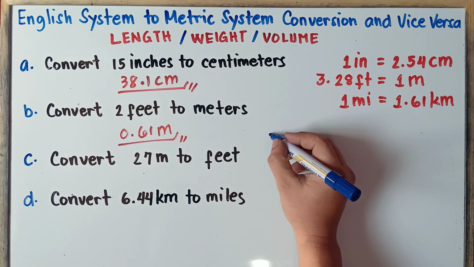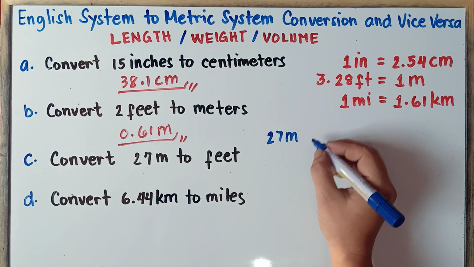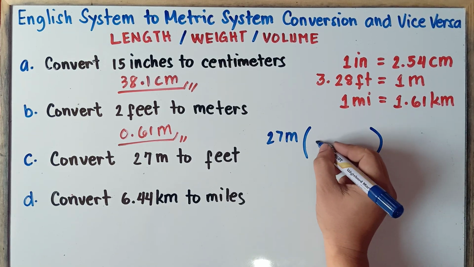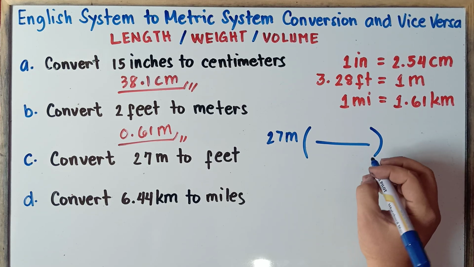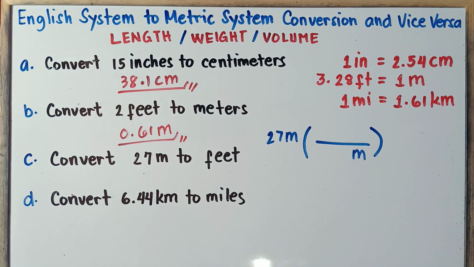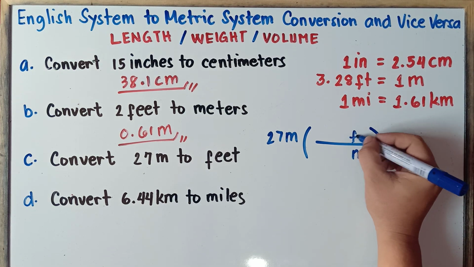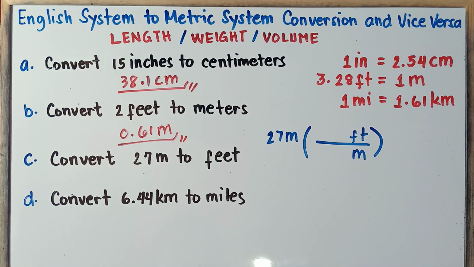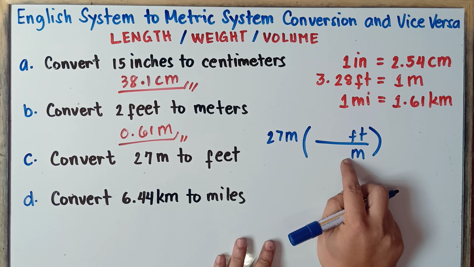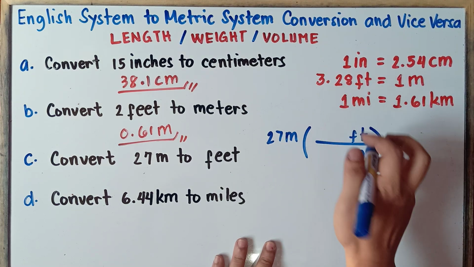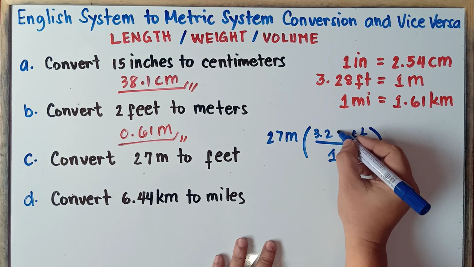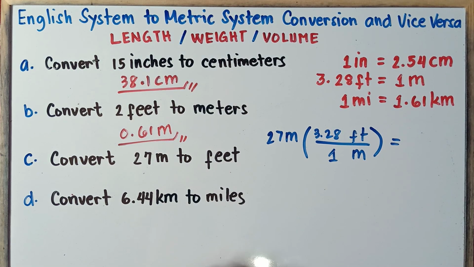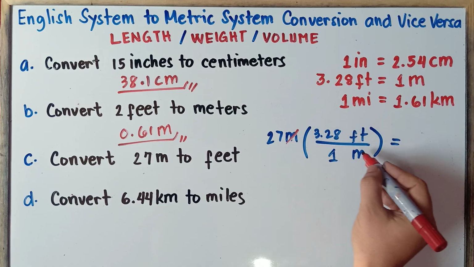So write down the given, 27 meters. You put parentheses. Once again, if this is meters for our given unit, the unit on the denominator must also be meter for us to cancel out the units. And then we convert meters to feet. Alright, and the conversion, 1 meter is equivalent to 3.28 feet. Alright, and then cancel out the units.